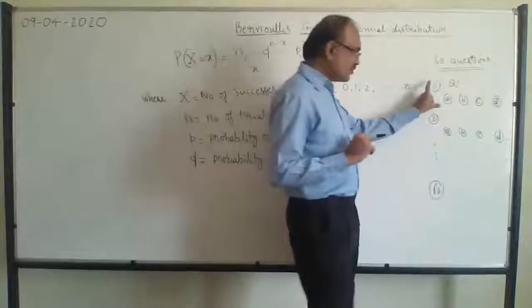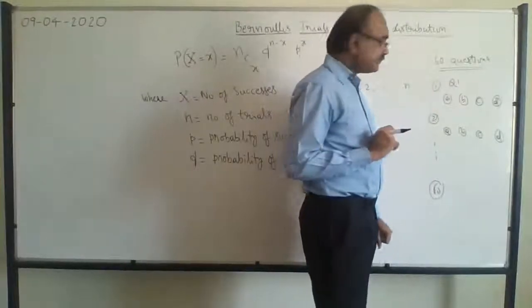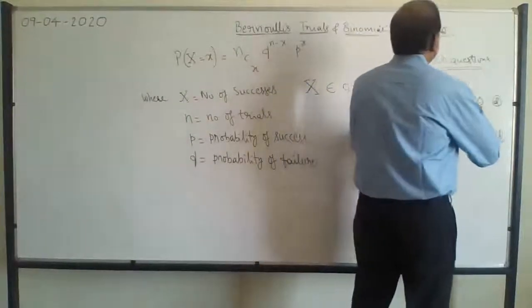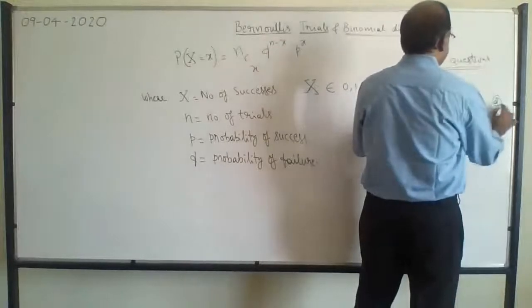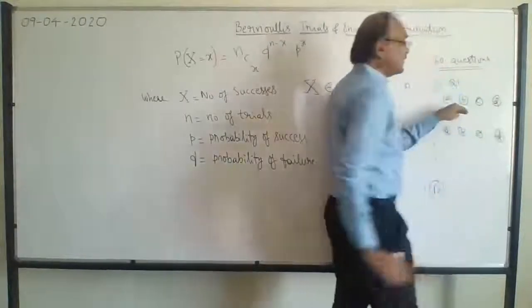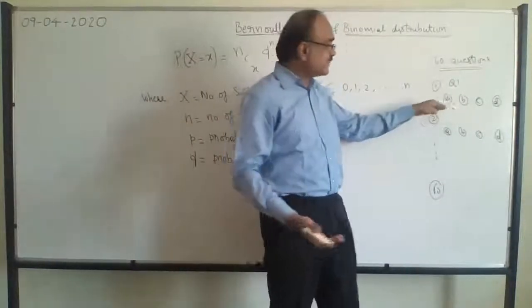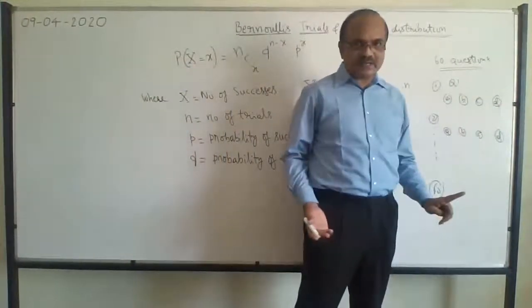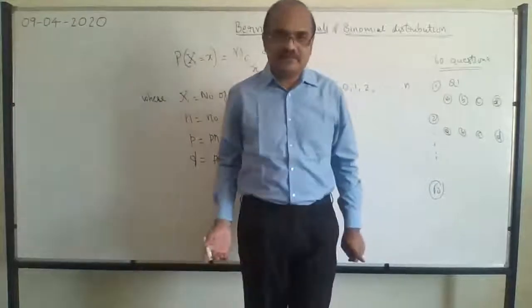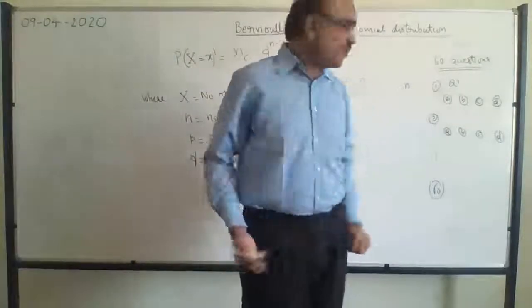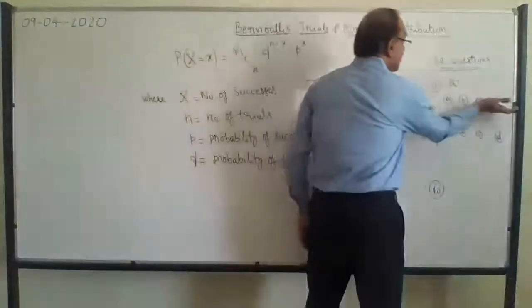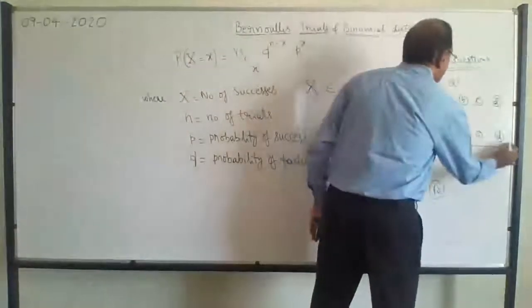If you start with one question, imagine that there are not 60 questions, just one question is there. Then what is the probability that you get the correct answer? 1 by 4, because there are 4 options total. Only one is correct. So your probability will be what? 1 by 4. If I had only one question, now imagine I've got 2 questions.